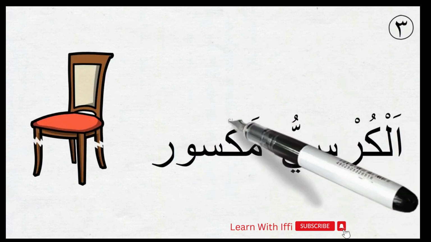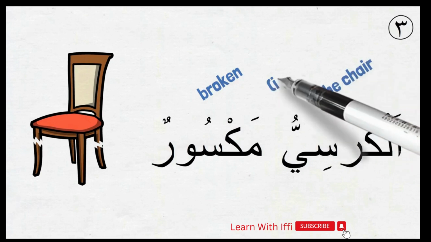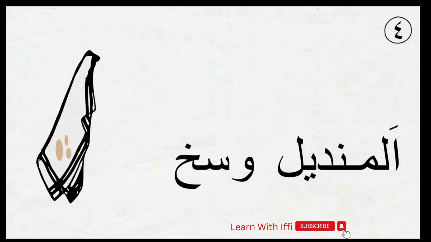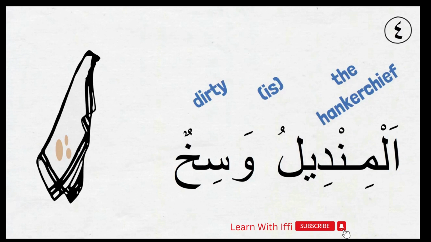The third one, الكرسي مكسور. Here, مكسور means broken. So what would be the translation of the sentence? The chair is broken, right? The chair is broken. الكرسي مكسور. The chair is broken. The fourth sentence. المنديل وسخ. Here the new word is وسخ, which means dirty. And what would be the translation? The handkerchief is dirty. Awesome.